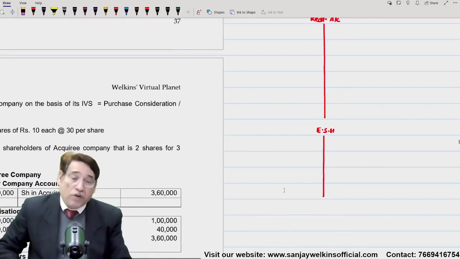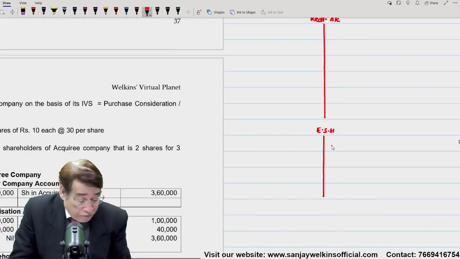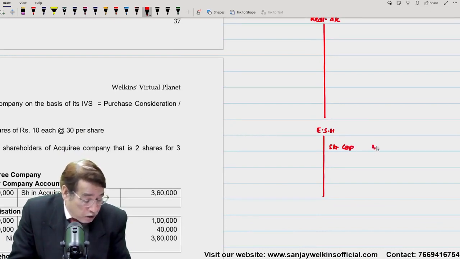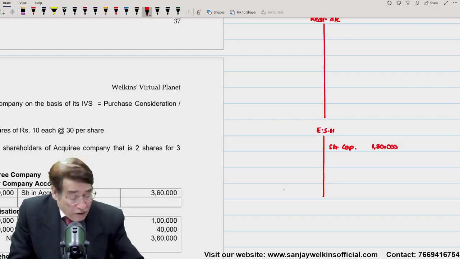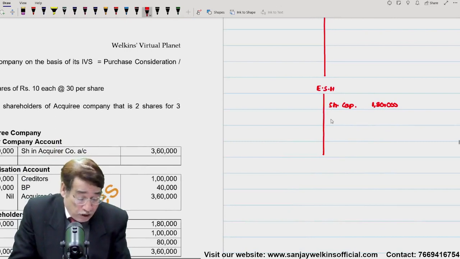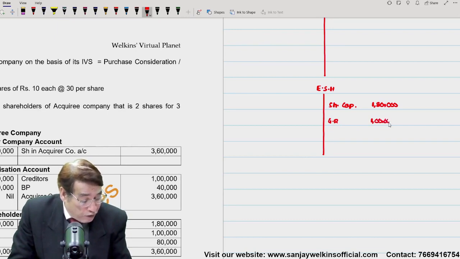In this particular question, first of all, the share capital of the acquiree company is given in the question as 1,80,000. So I will write 1,80,000 in the equity shareholder account. Correct. After that, in the question, there was general reserve also and profit and loss account also. So general reserve in this case is 1,00,000. Profit and loss account is also given in the question, and that was 80,000.